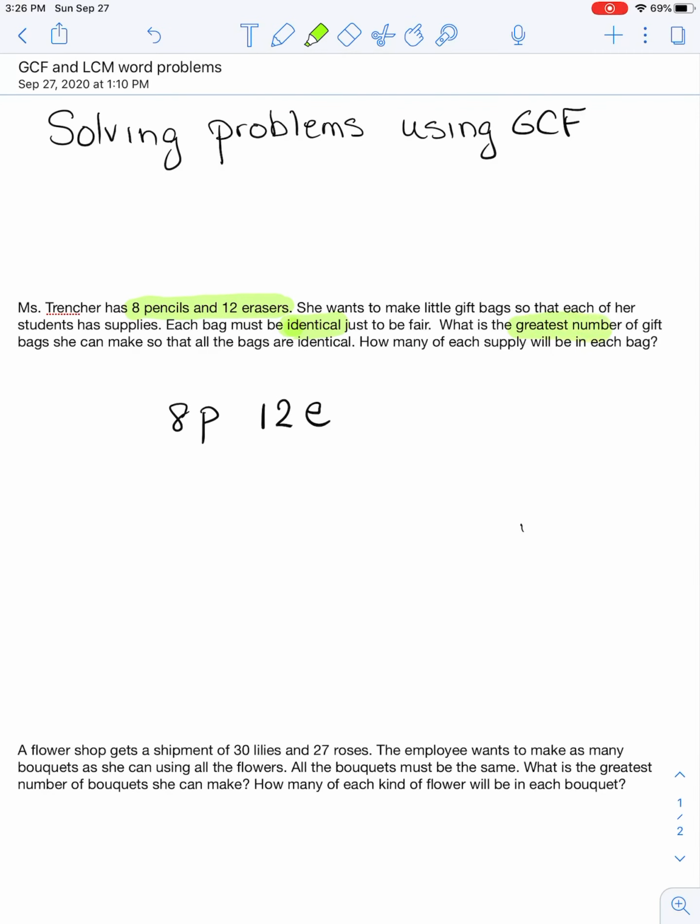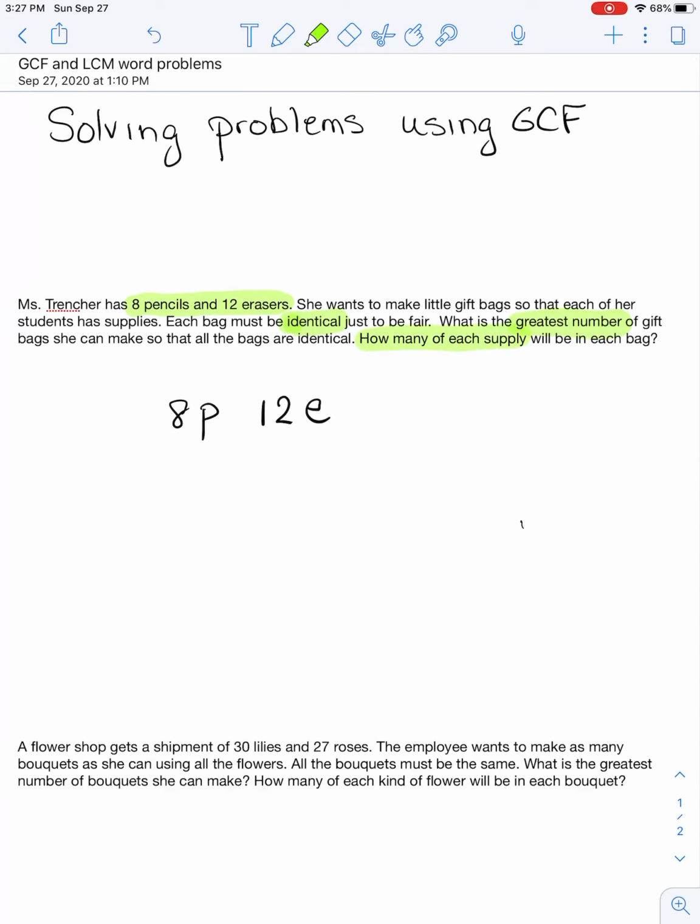So I want to find the greatest number of gift bags that she can make so that the bags are, again, identical. And I want to know how many of each supply will be in each bag. So we can do trial and error. We can try to make little pictures of bags, which I would advise that you do if you just want to understand what's going on in the problem.